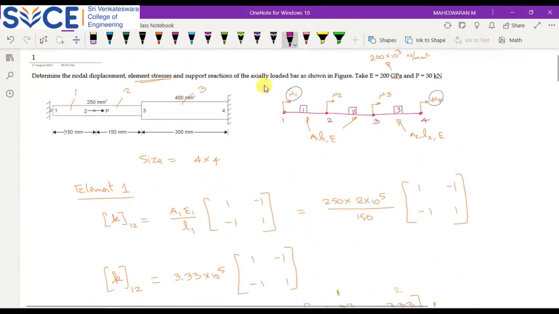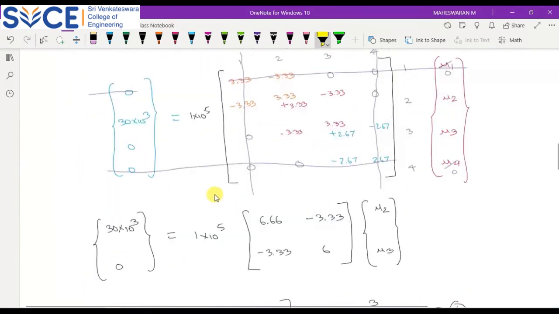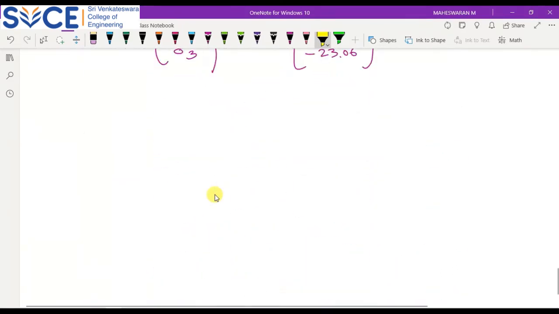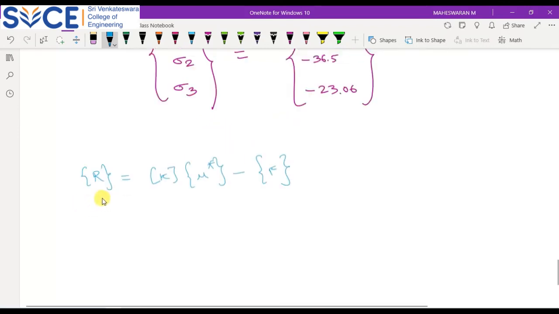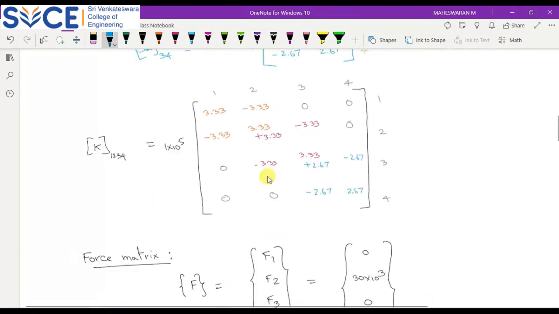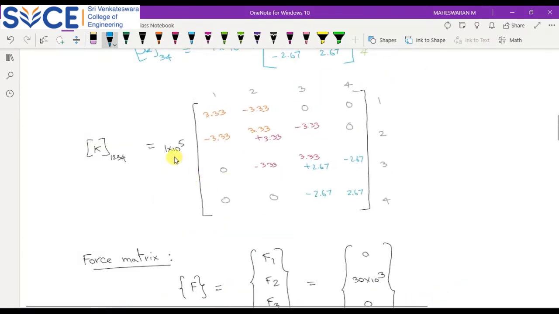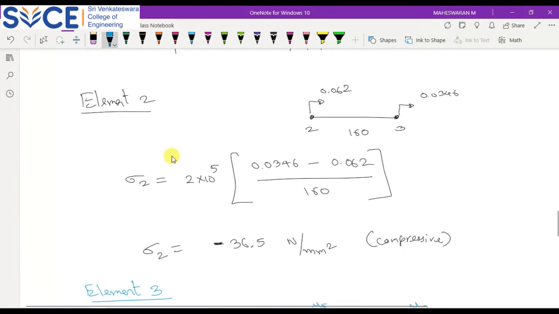The next thing they are asking us to identify is the support reaction, right? To identify the support reaction, we know the formula. Your reaction force will be equal to K into U, whatever you identified, minus F. This is the formula. We know the formula for K. This is my K value, 1 into 10 power 5. I'll write all the things here.